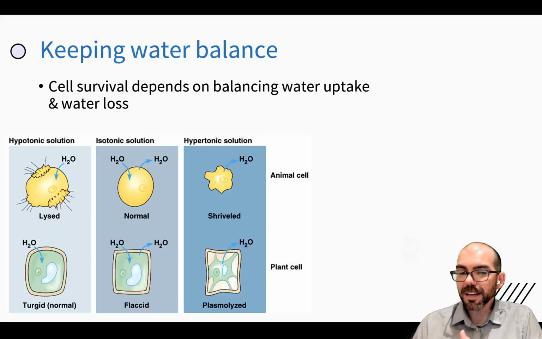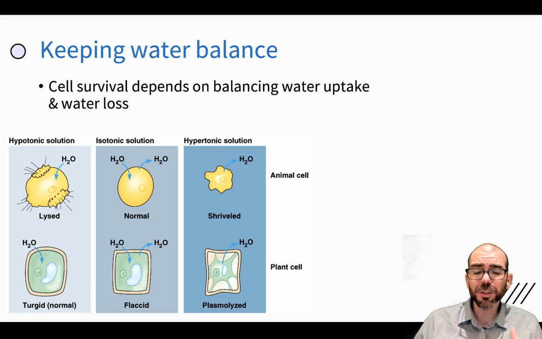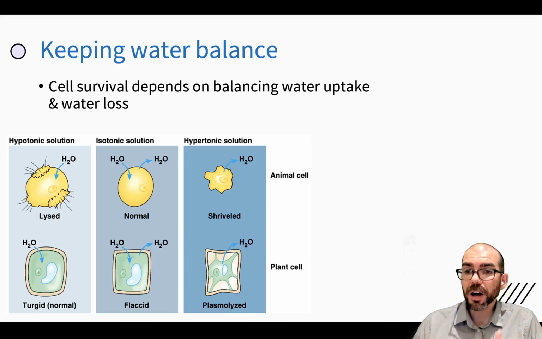So in any of these solutions, a cell's survival does depend on the balancing act of how it can interact with different concentrations of solute in its solution. If it's in a hypotonic solution where there is more solute inside the cell, it needs to pump that water out or it's going to lyse. If it's in a hypertonic solution where there's more solute outside the cell, water's going to rapidly leave. It's going to need to figure out how to pump more water in or swim to a more hospitable environment. But when everything's in balance and I have the same concentration outside as within, I'm in an isotonic solution and the cell is at equilibrium.